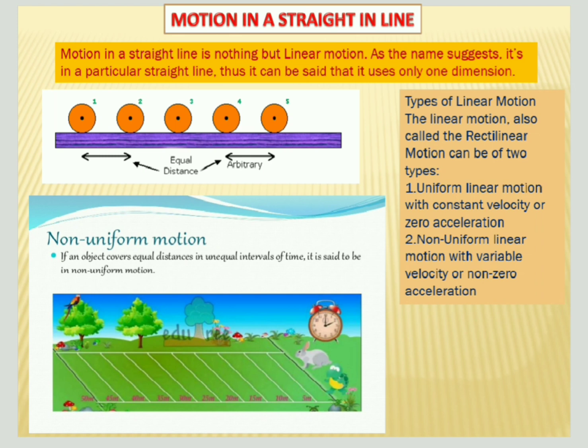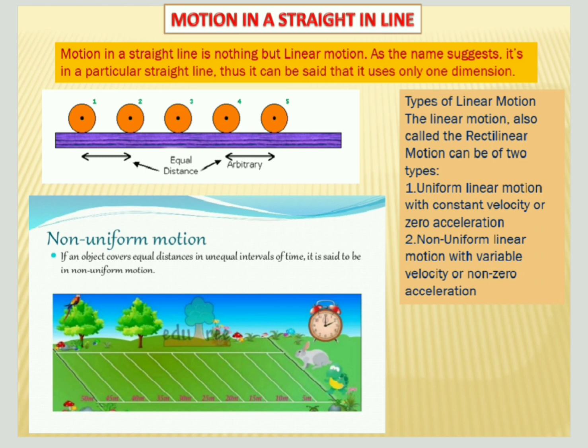The first one is the diagram which you can see here with the orange circles, that is uniform motion. If a motion is happening in a straight line, it is of two types, uniform and non-uniform. The uniform one you can see here in a line, these 1 2 3 4 5 circles are there. So see here, it is equal distance, equal interval.